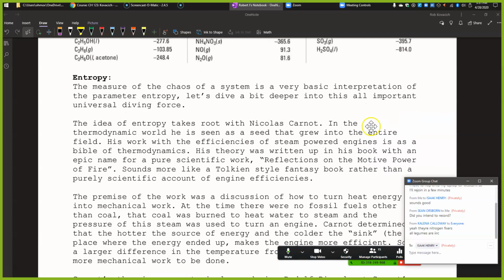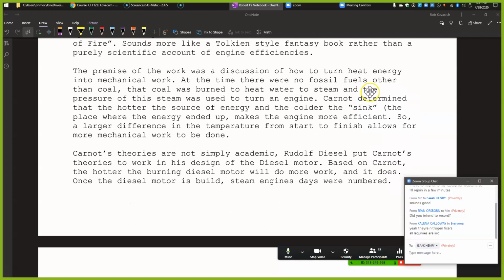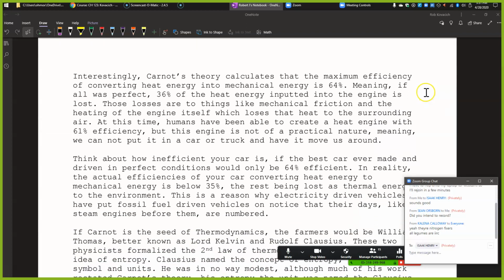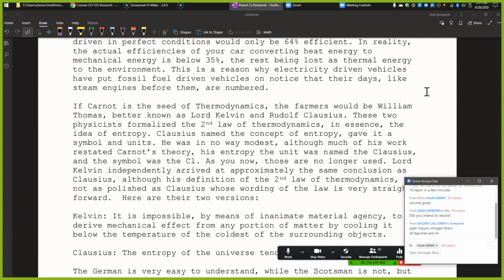Okay, so the first person is Nicholas Carnot. The next person is Rudolf Diesel. The next person, you probably know this guy's name.